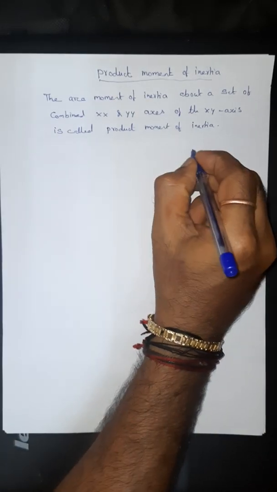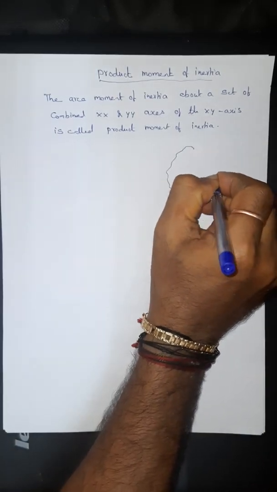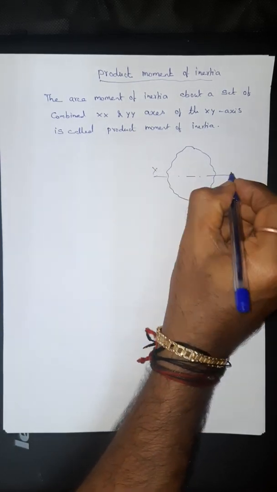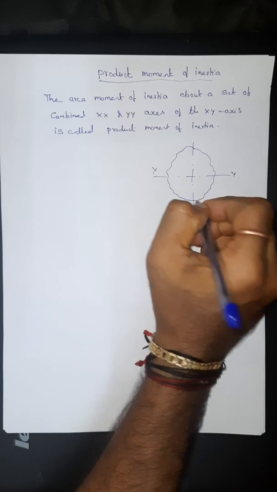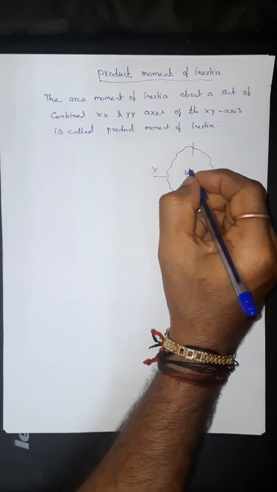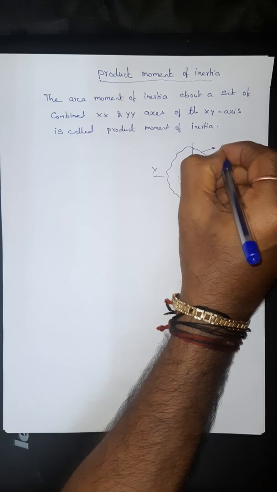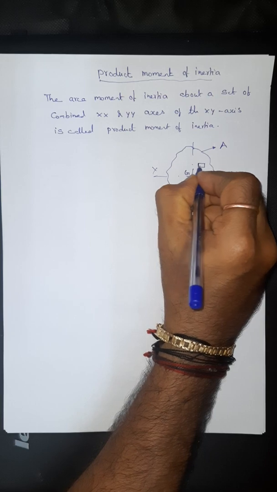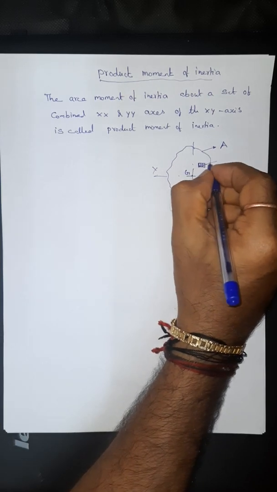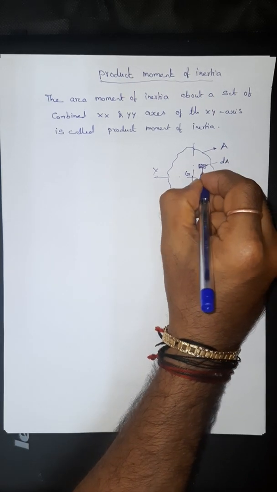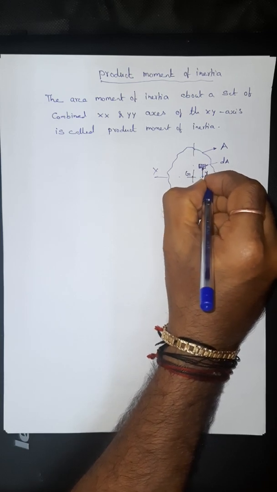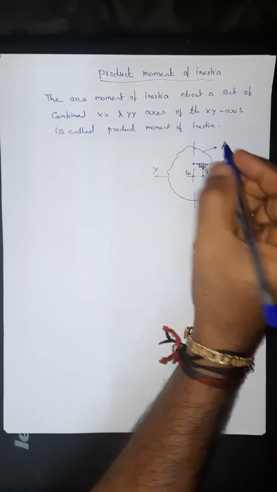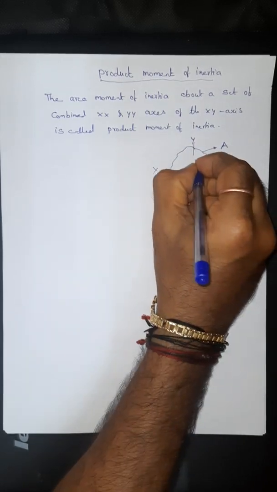So let me just draw the diagram of any cross section and its centroidal axes, that is xx and yy. This is G. Assume the total area is A, and this is the elemental area, which can be denoted as dA, at some distance from the x-axis, which is y bar, and some distance from the y-axis, which is x bar, isn't it?